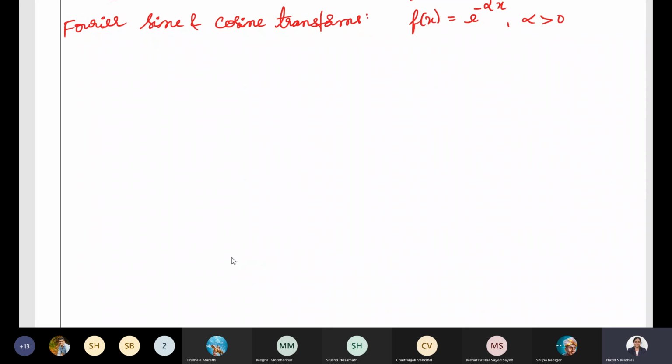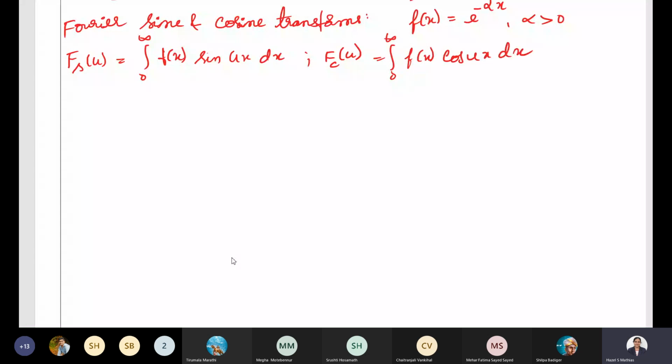First write down the formula for Fourier sine transform: Fs of u is equal to integral 0 to infinity f of x into sine ux dx. Similarly, Fc stands for Fourier cosine transform. It's given by integral 0 to infinity f of x cos ux dx. Now let's substitute: Fs of u is equal to integral 0 to infinity e power minus alpha x into sine ux dx.